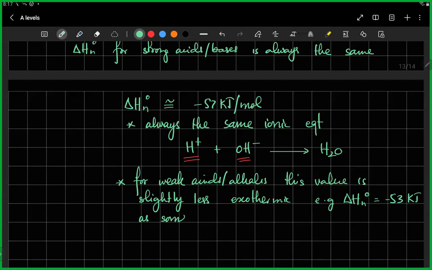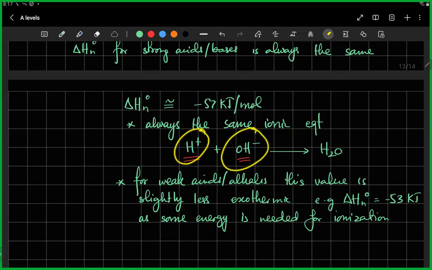वो थोड़ा सा endothermic हो जाता है. Some energy is needed for what? It's needed for ionization या dissociation. क्योंकि वो जो एसिड है ना, वो H प्लस आयंस produce नहीं हो रहे. The acid is unable to produce the H plus ions. So you need some energy to break or produce those H plus ions in the first place. ठीक है? So which is why it's slightly less exothermic. ठीक है? ये भी clear है?